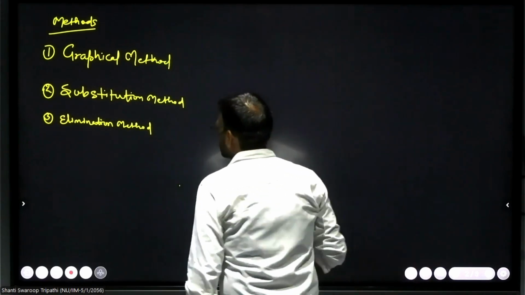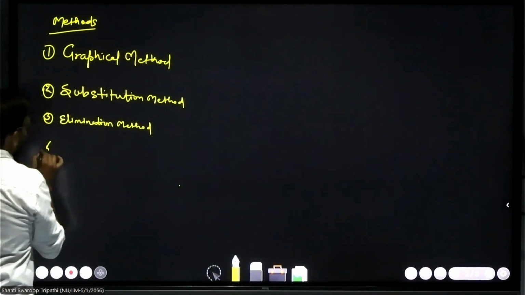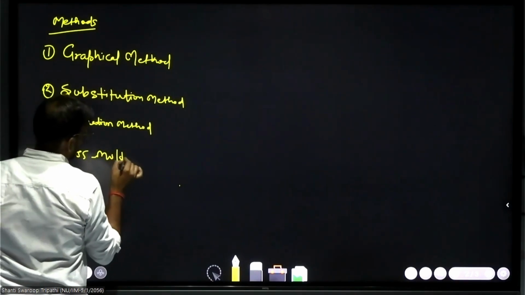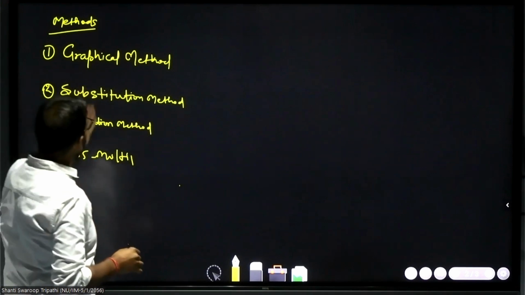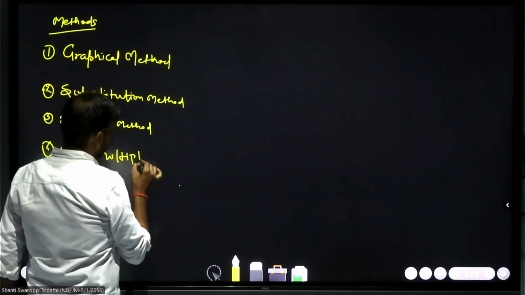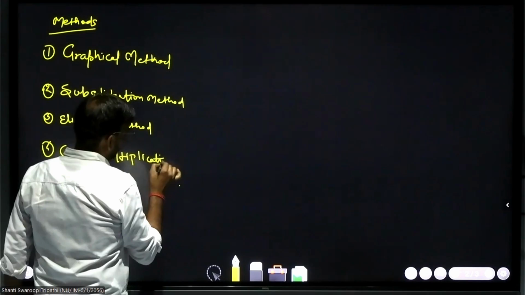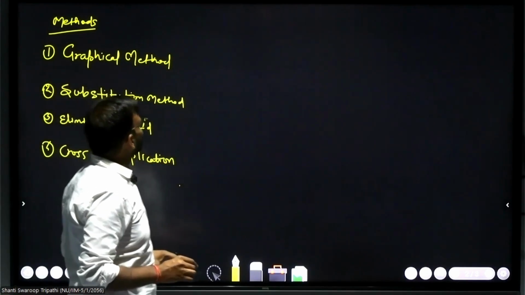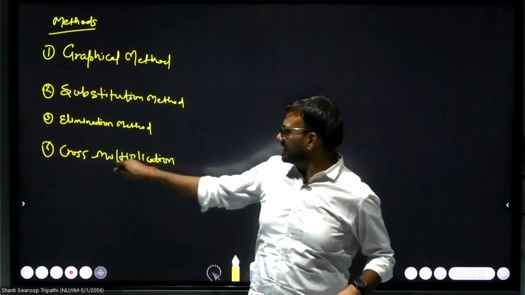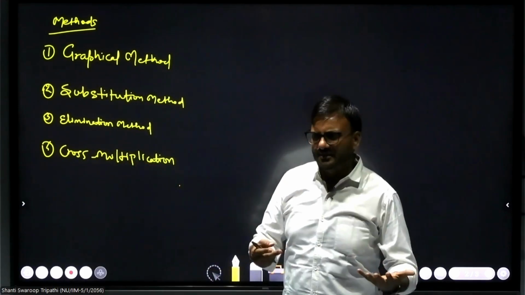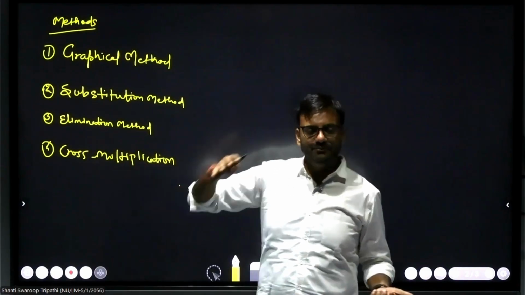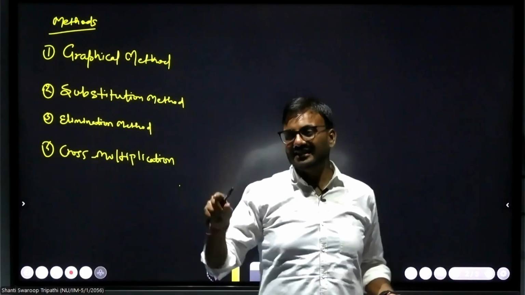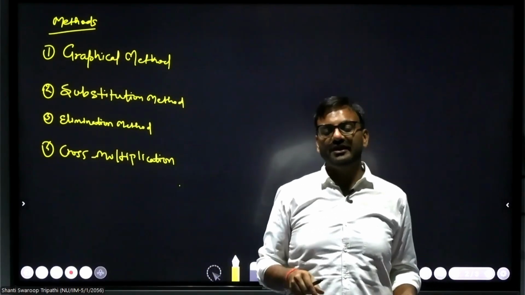There is also a fourth method, the cross multiplication, but that is not used much. Actually, these three are the methods which are going to be used, and mostly the last two. The graphical method is too lengthy; that is the conventional method. Cross multiplication is not confusing from my side; I will teach you. The reference of this method has been taken from Vedic math, and it gives a quite easy and quick answer.